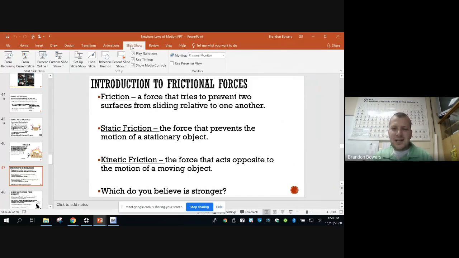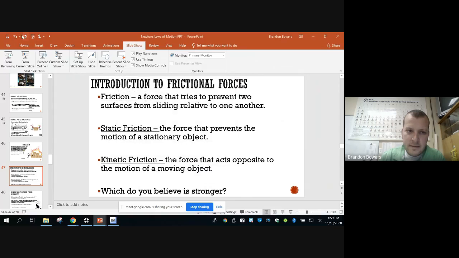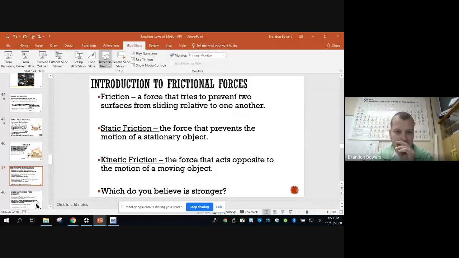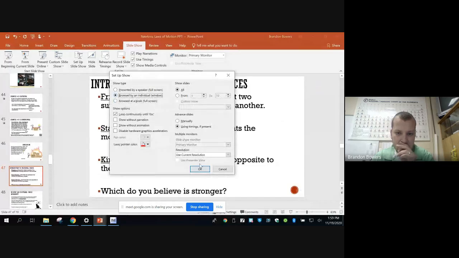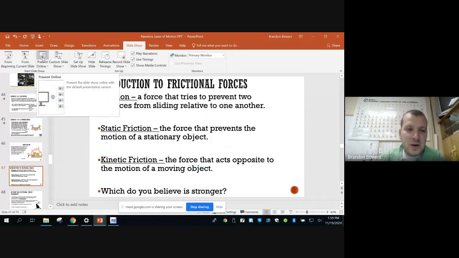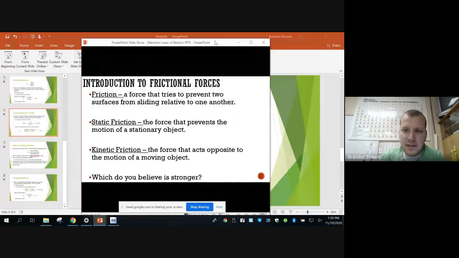Friction is a force that tries to prevent two surfaces from sliding relative to one another. Where you have static friction, static friction is the force that prevents the motion of a stationary object. Kinetic is the force that acts opposite of a motion in a moving object.